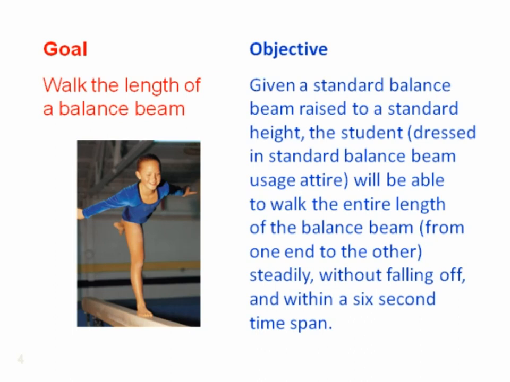This is the objective, and this relates to the red text that we had earlier. Given a standard balance beam raised to a standard height, the student dressed in standard balance beam attire will be able to walk the entire length of the balance beam from one end to the other steadily without falling off and within a 6-second time period. And you're going to go, what the heck? I can't write objectives like this. And you actually can. And you're going to see it has a performance, it has a condition, and it has a criterion. Actually, more than one criterion.